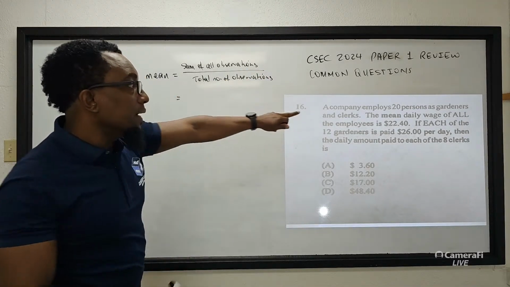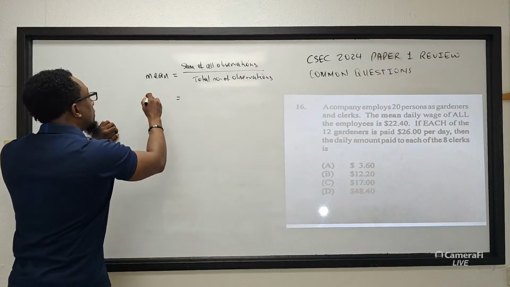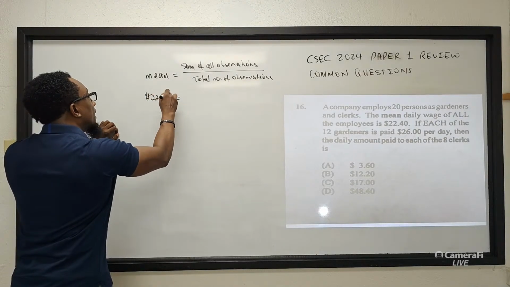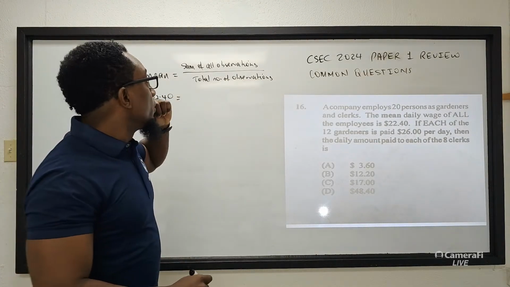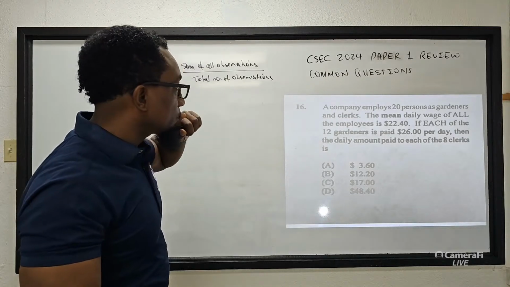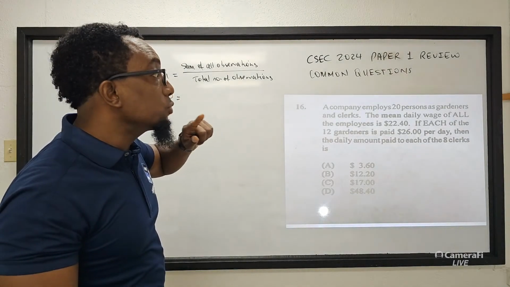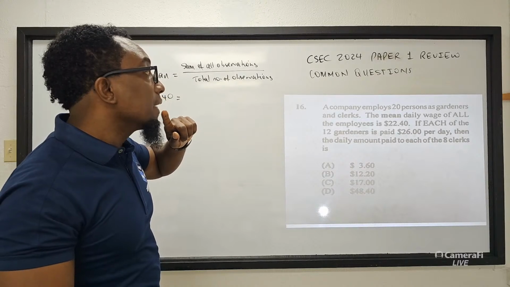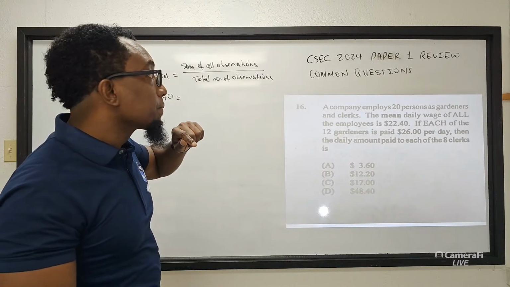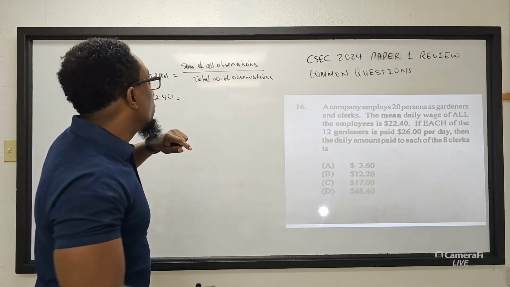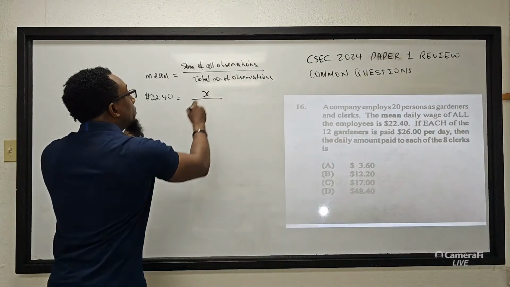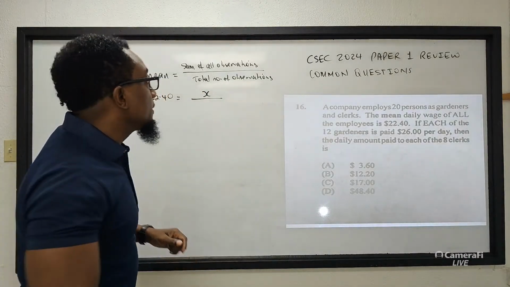You have your mean, the average daily wage is $22.40. We don't know the total amount of money, and it's important for us to find the total amount of money that is paid to these 20 employees. So the total amount of money, we don't know, let's call it X. We have about 20 employees.